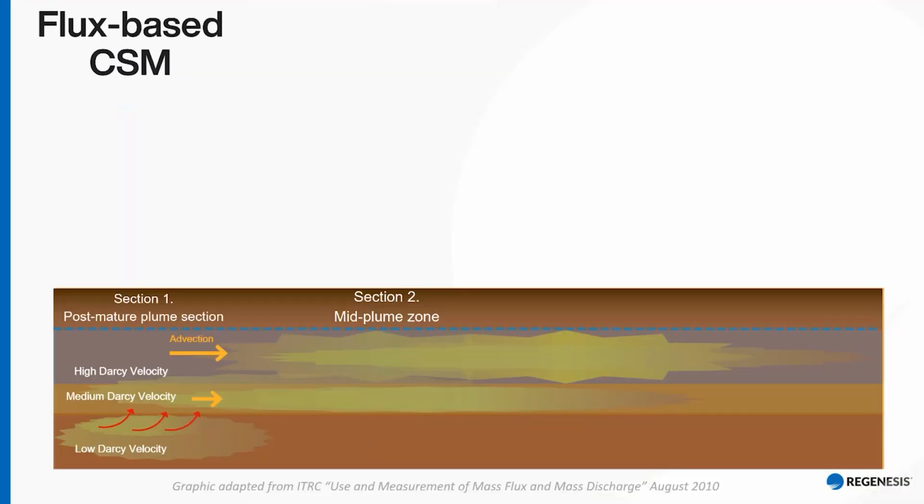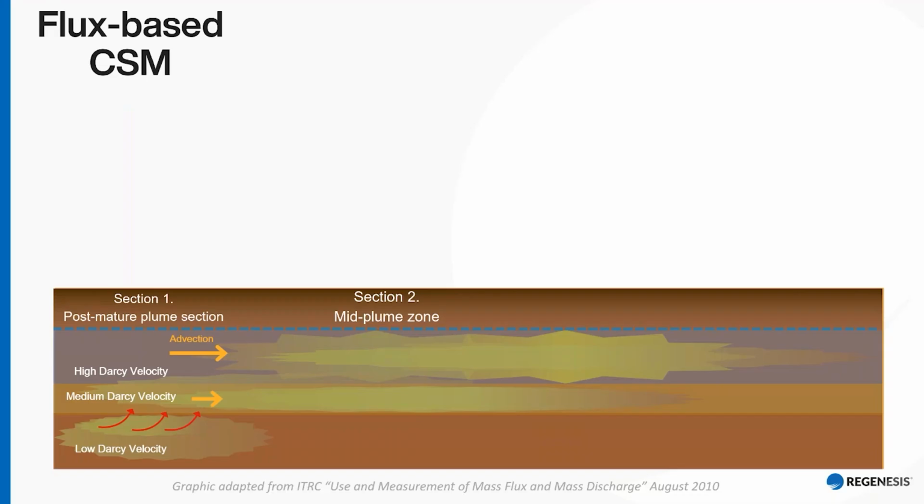This is a visual, idealized scenario based on the ITRC guidance of 2010. What we see here is three different layers, low, medium, and high Darcy layers from bottom to top. Of course, there is some mass here that was, let's say, forward diffused into the low Darcy layer, in what we will call a more impermeable zone. And then this mass is back diffused and transported back through advection through the medium and high Darcy zones.